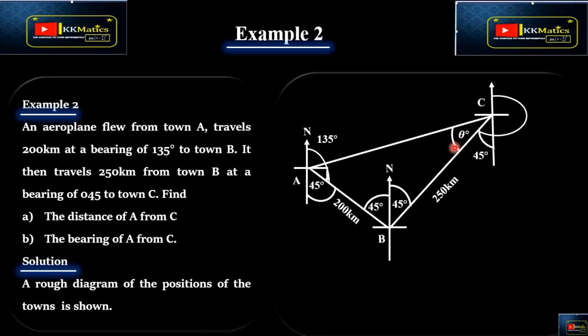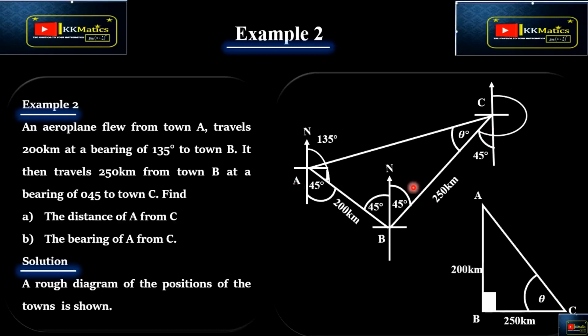Now, from here, we can find the distance of A from C, which is exactly AC. We do that by using Pythagoras theorem, and you see that you really have a right angle triangle, making things way easier for us. This is how it looks: you see your A, your B, and your C, and we have the angle theta there. So we go ahead and use the Pythagoras theorem.